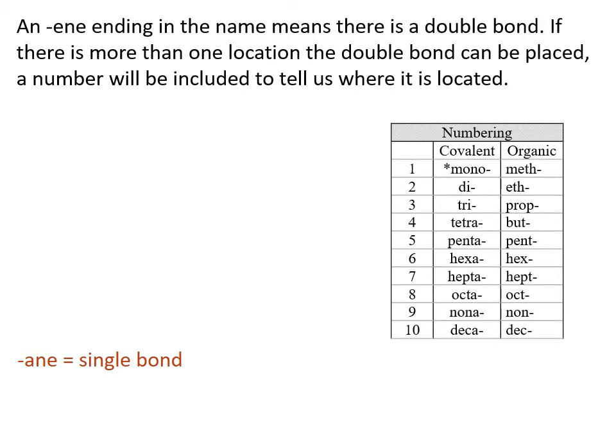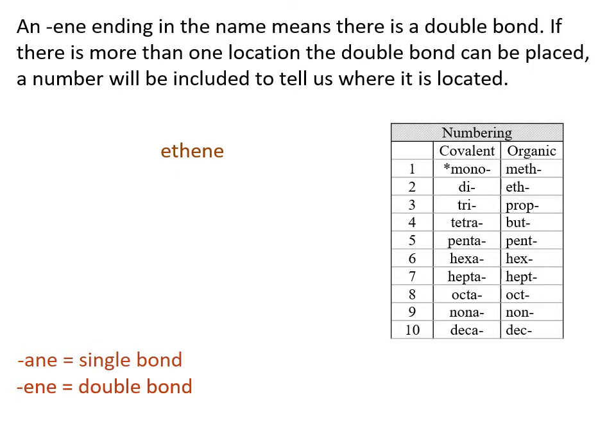An ene ending in the name means there is a double bond. If there is more than one location the double bond can be placed, a number will be included to tell us where it is located. On your formula sheet, I want you to make a note that ene means double bond.